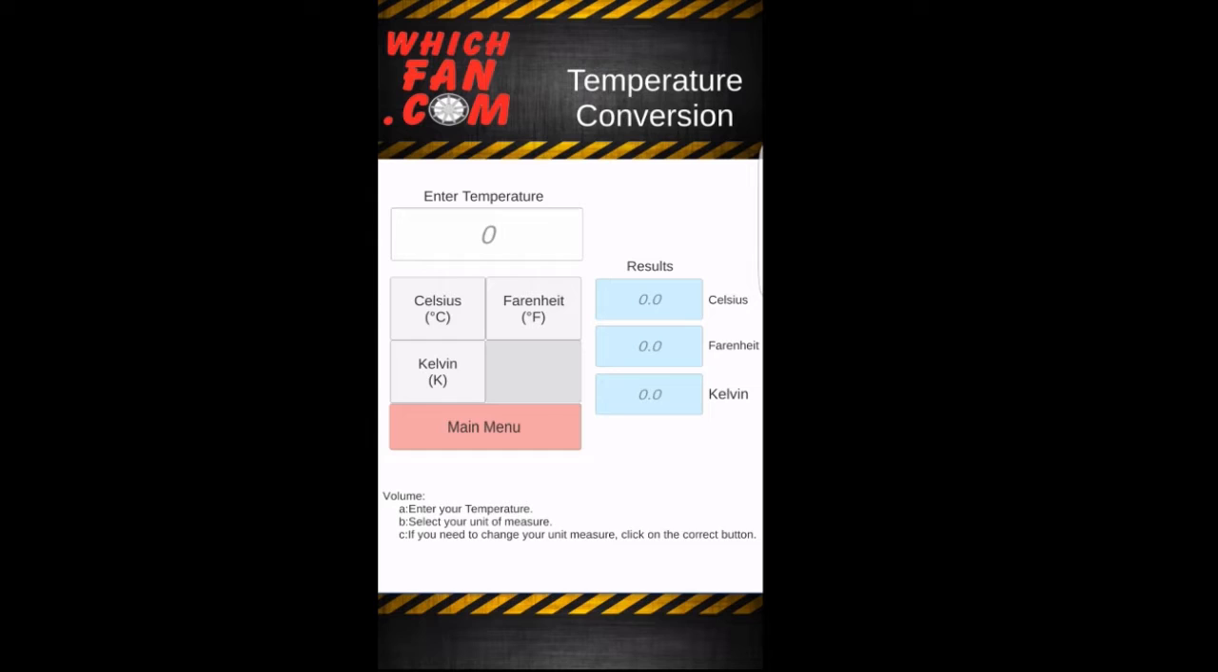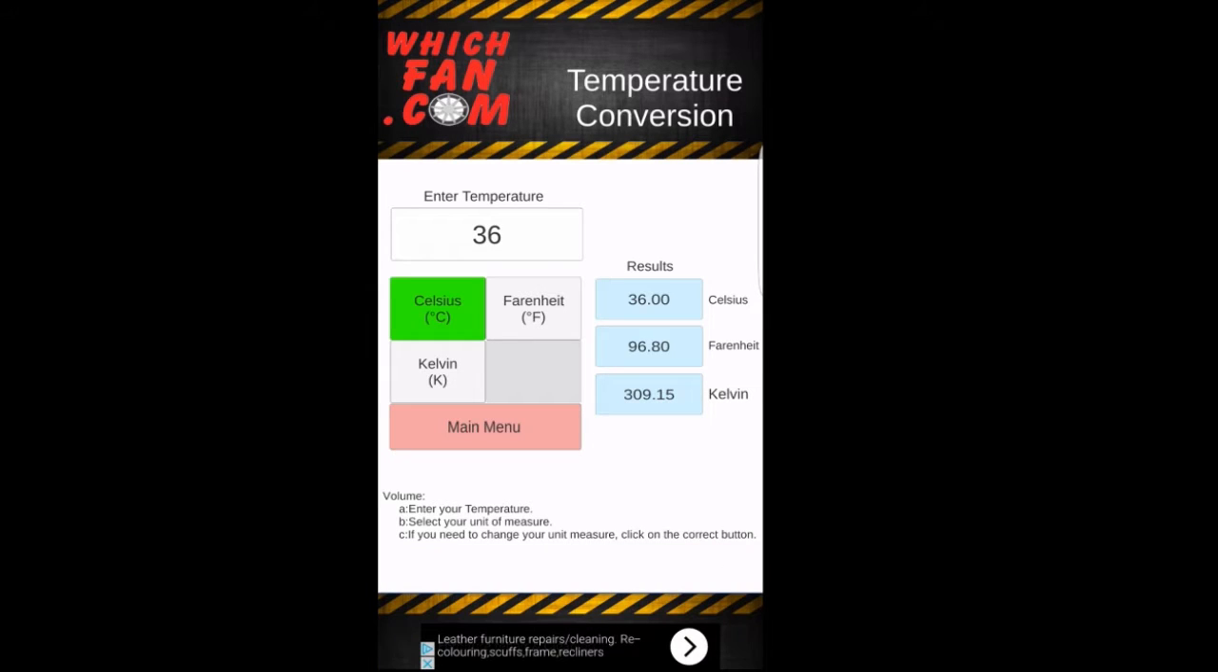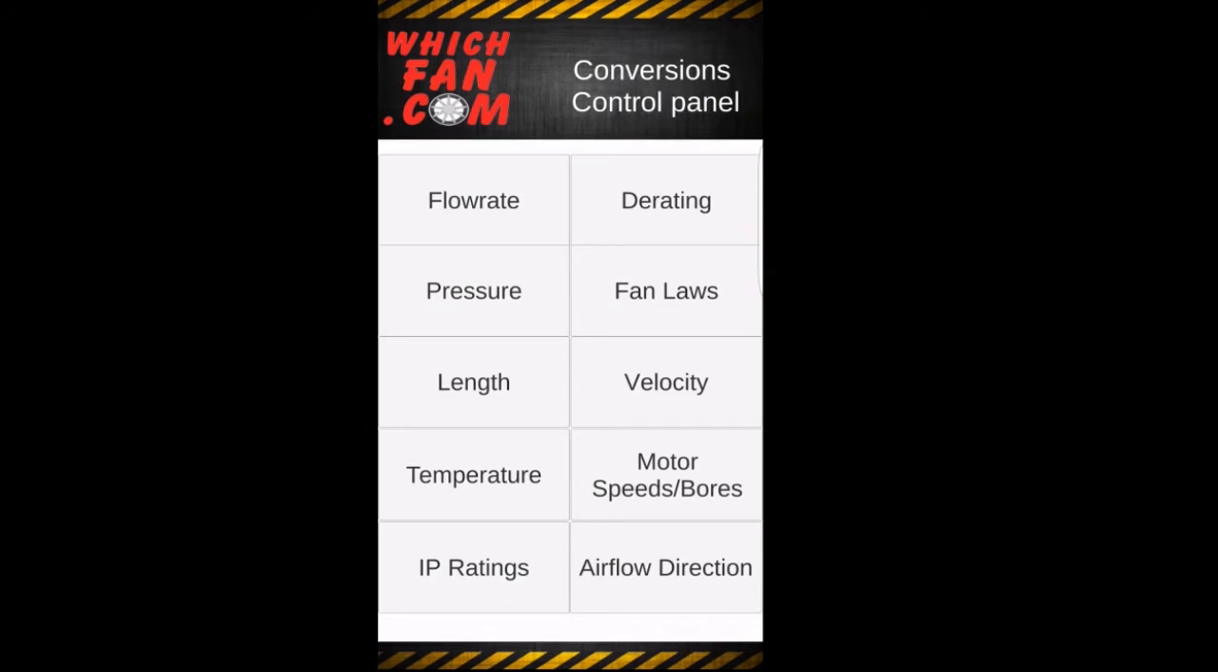Temperature, so on this one we went with Celsius, Fahrenheit, Kelvin, say 36 Celsius. So you've got there, it converts it to Fahrenheit and Kelvin. Fahrenheit converts to Celsius and Kelvin, and Kelvin converts to Celsius and Fahrenheit. Again, instructions at the bottom there, again real easy to use.